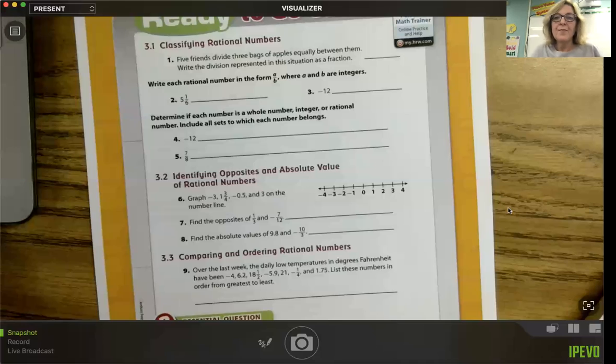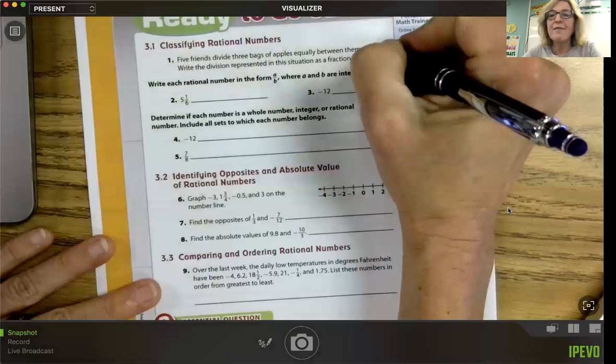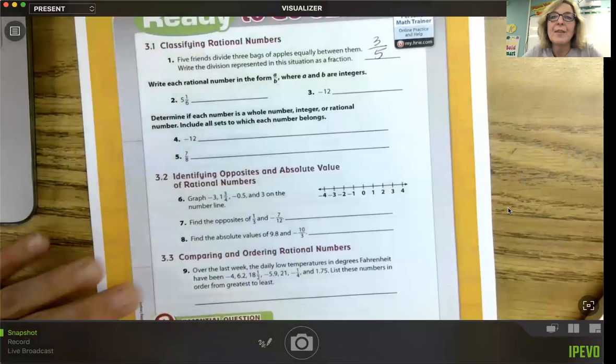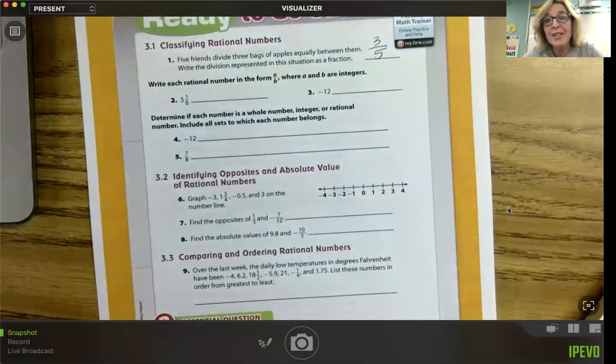And let's get going. Okay, first question says, 5 friends divide 3 bags of apples equally between them. Write the division represented in this situation as a fraction. So you have to think about what is being shared by how many. All right, so what is being shared is 3 bags of apples by 5 friends. 3/5 is how much of a bag each friend will get.